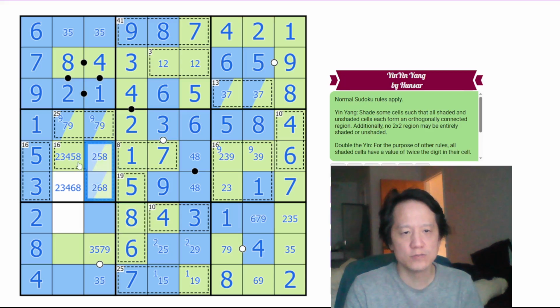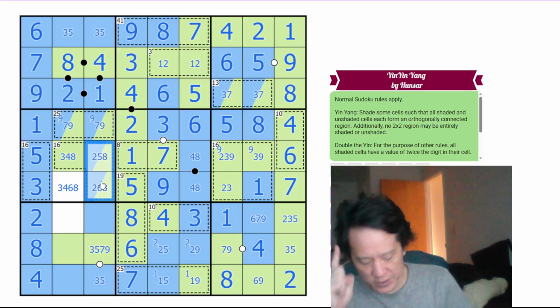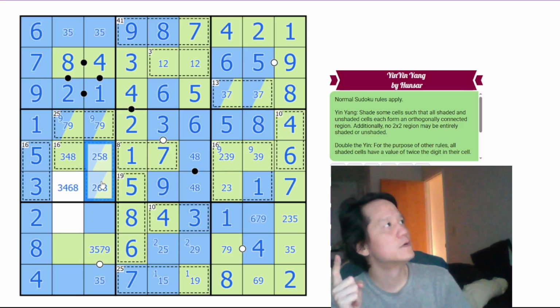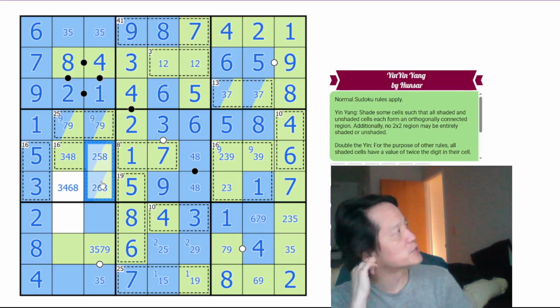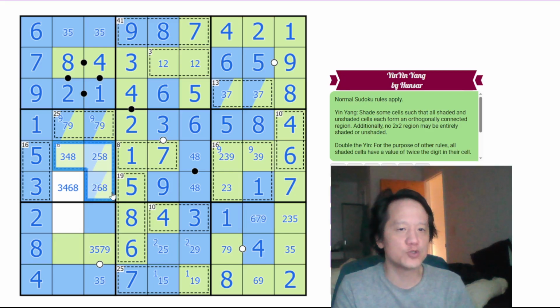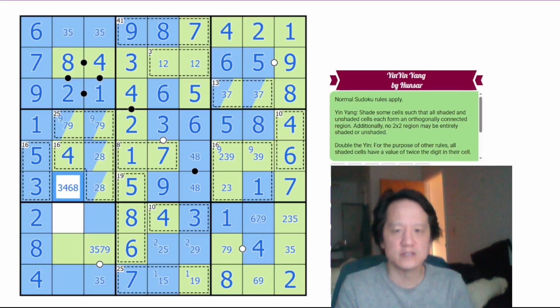This is 2, so this cannot be 2 and 5 here. This is 2 doubled, so it's 4 in value. So 16 minus 4 in value is 12. So these two must add up to 12. It's 4 and 8. So this has to be 4, and this must be a 2, 8 pair. That makes this a 6.